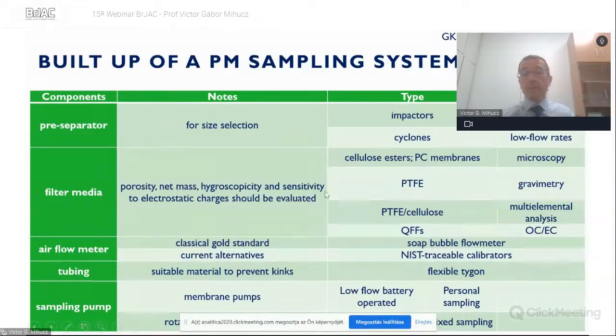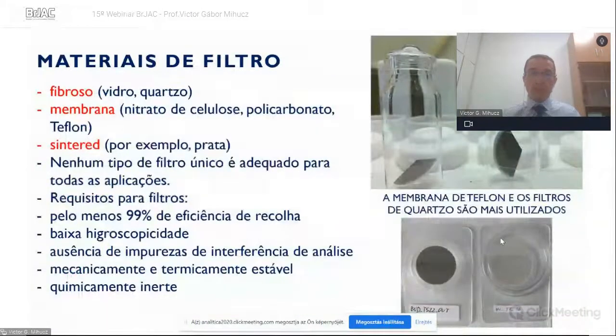Concerning the filter media, the most popular filters are the Teflon and the quartz fiber filters. And the biggest problem, as you can also see from this last column on application, is that there is no unique filter that is suitable for everything we would like to determine: first of all the mass concentration, or the elements, the inorganic or organic ions, the organic compounds, or the elemental carbon, because of the nature of these filters.